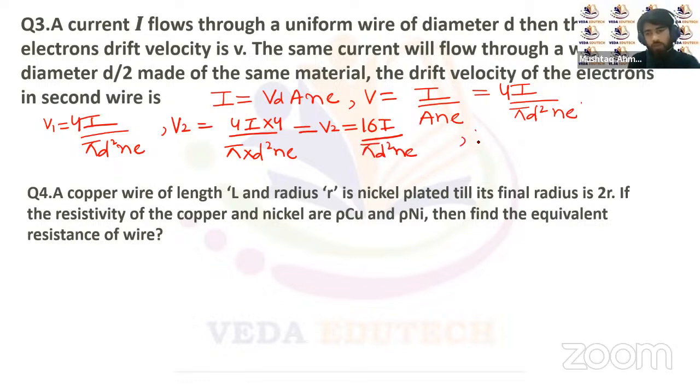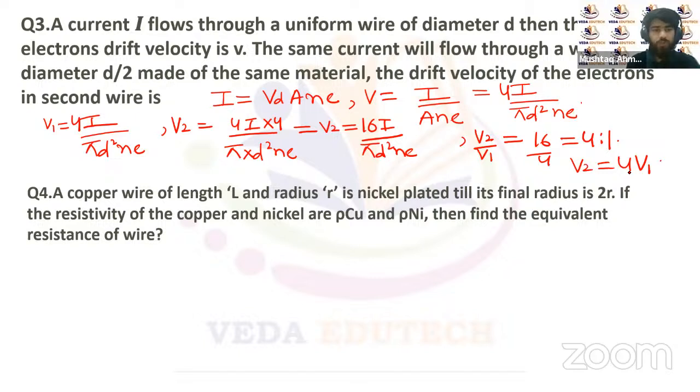Now calculating the ratio of the two drift velocities, V2 upon V1 will be 16 upon 4. That will be equal to 4:1, right? So this will be the ratio between the drift velocities in the two wires. Or we can say the drift velocity in the second wire will be 4 times the drift velocity in the first wire. So this is how we can calculate the relation between the two drift velocities in a conductor. Now let's move on to the next question.